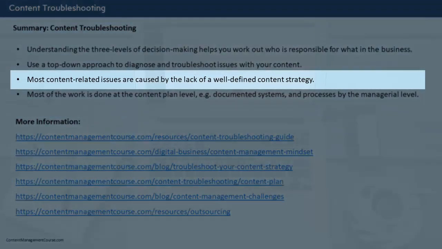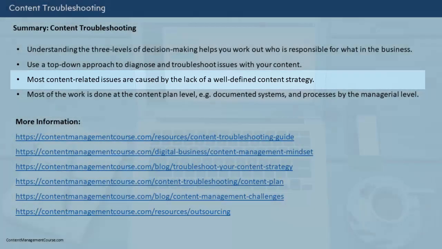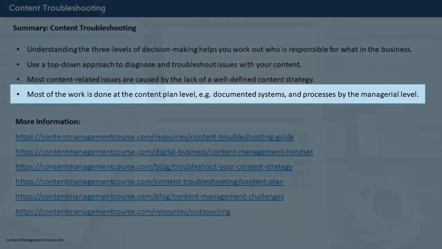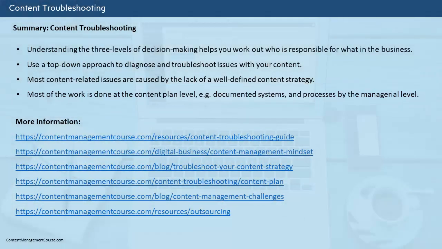Also, keep in mind that most content-related issues are caused by the lack of a well-defined content strategy. So the more you focus on getting your content strategy clear from the outset, the fewer problems you will experience later in other areas of your business. And finally, keep in mind that your content strategy is really an outline of the work that needs to be done, but most of the time-consuming work of implementing the strategy is done at the managerial level, such as documenting systems, processes, and guidelines, and making sure that your content team is trained to follow these systems, guidelines, and processes, and also troubleshooting and fixing issues with your content systems.